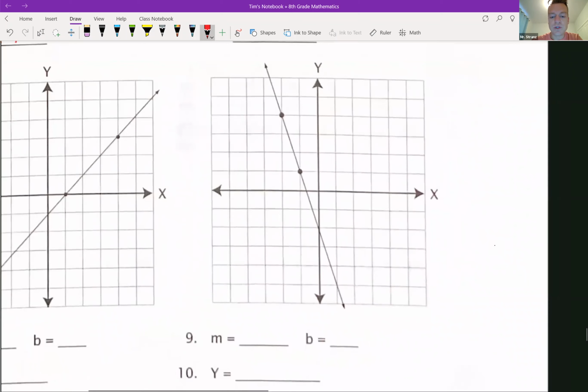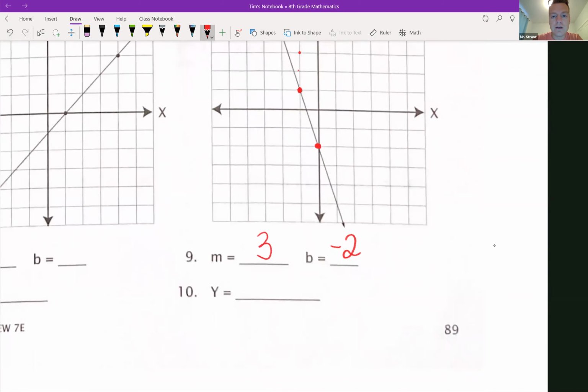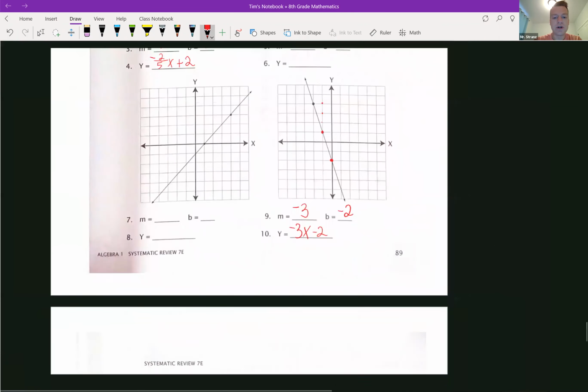Looking at this, what's our y-intercept going to be? It's going to be right down here where the line crosses at -2. Our slope, if we look at a point, we're going to go up 1, 2, 3 over 1. So our slope's going to be 3. It is a slope going downhill, so a -3. And you have y equals -3x minus 2. Okay, those are pretty easy. I want you to try to do the other two.